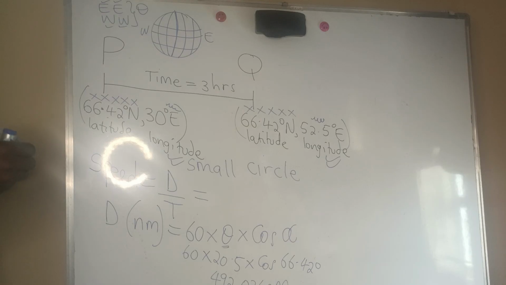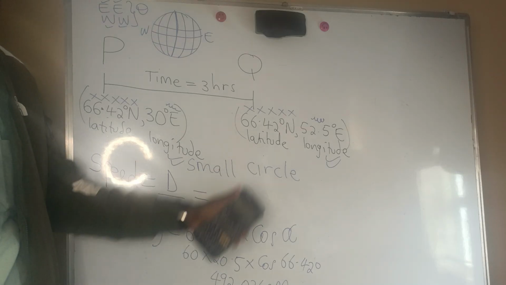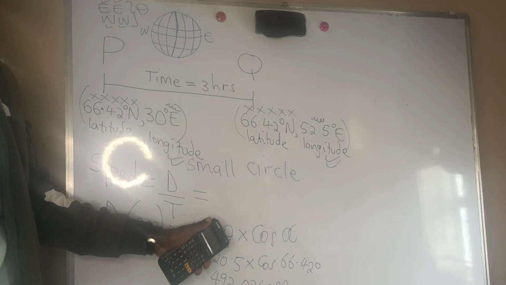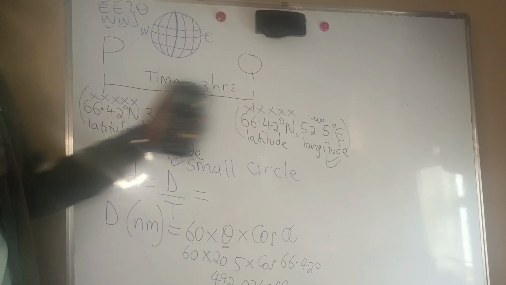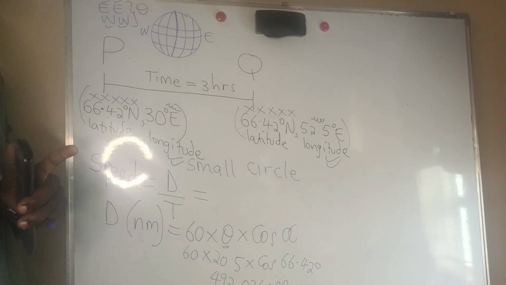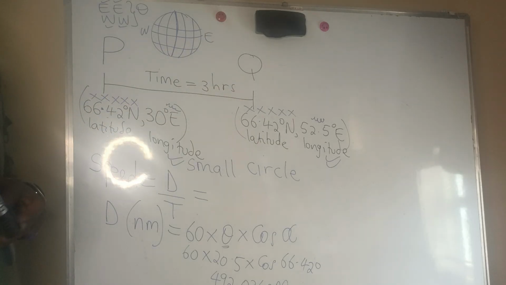those 2 points are lying on the same latitude, to mean they are found on a small circle, but they are found on different longitudes. So for me to get the distance between the 2 points, I'll say distance is equal to 60 times theta times cos alpha. That is the formula for getting the distance between 2 points if they are found on the same latitude, or on a small circle.